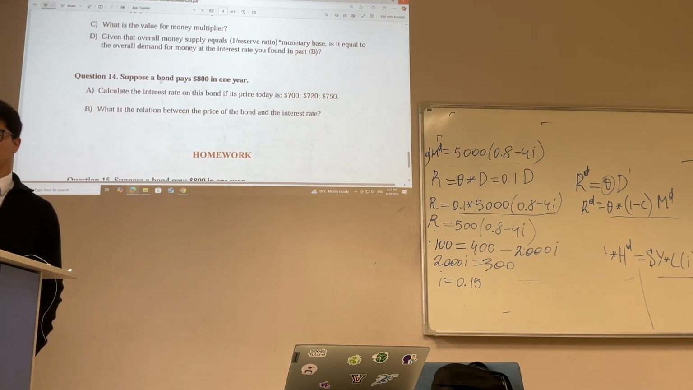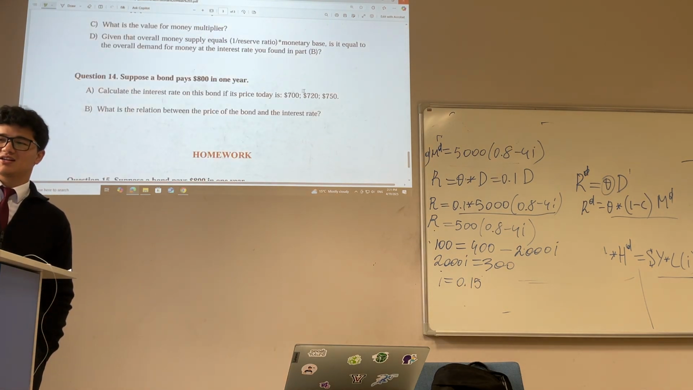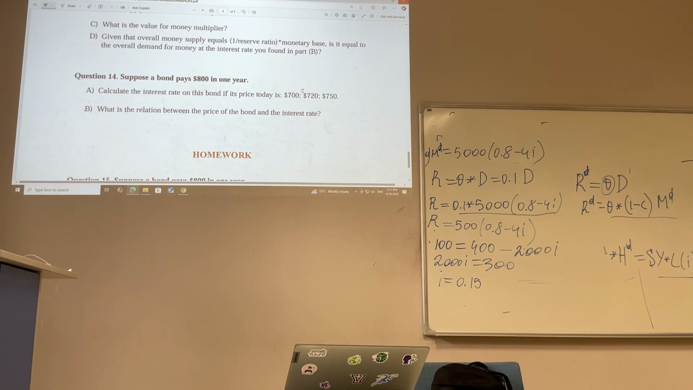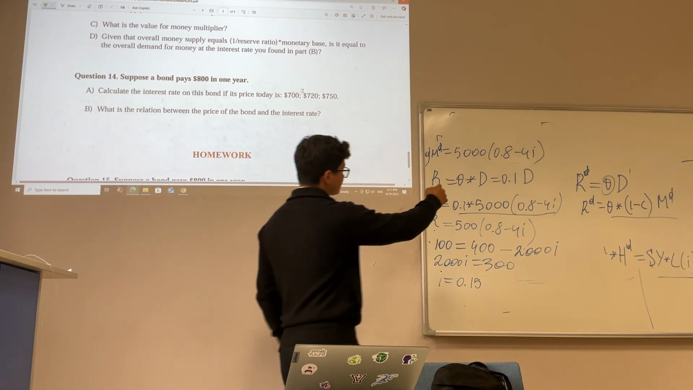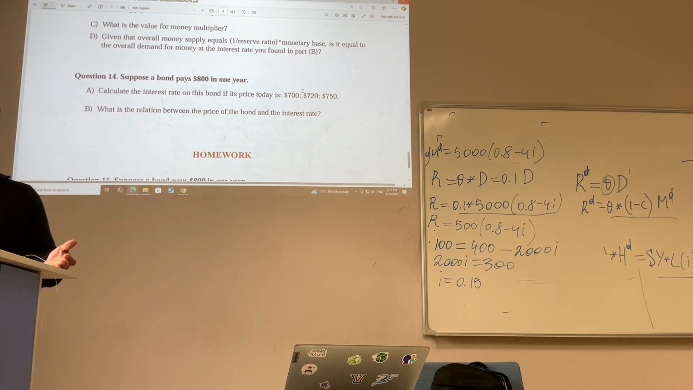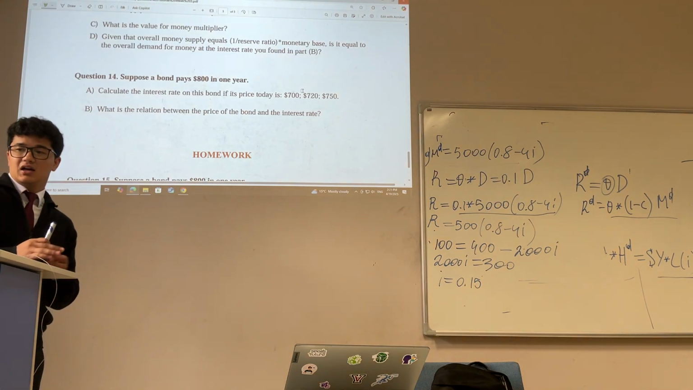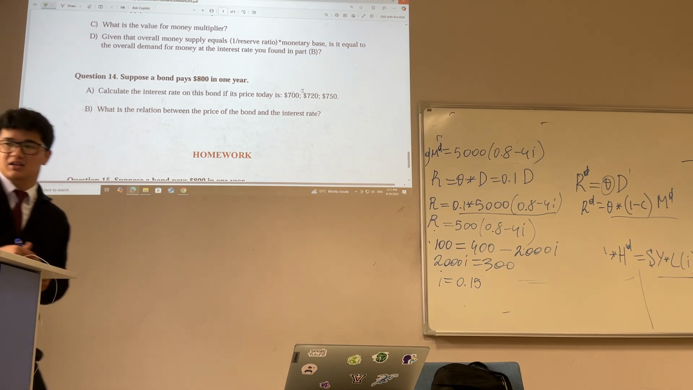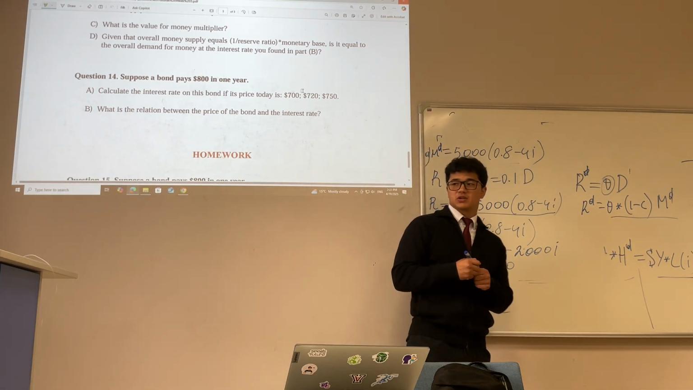And guys, you know bonds, right? Here, calculate interest rate if bond price today is 772. Again, just plug in here: 800 minus 700, divided by 700. You will find the interest rate. And what's the relation between price of bond and interest rate? By this relation, you can derive the relation between interest rate and price.